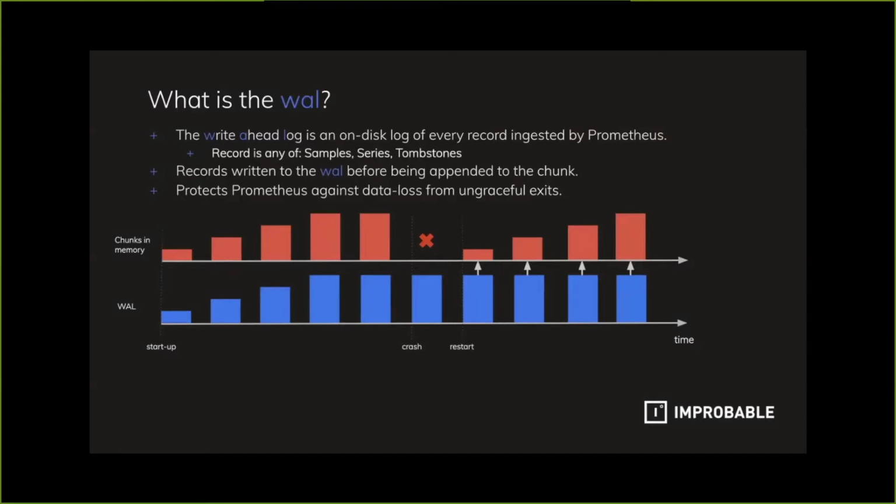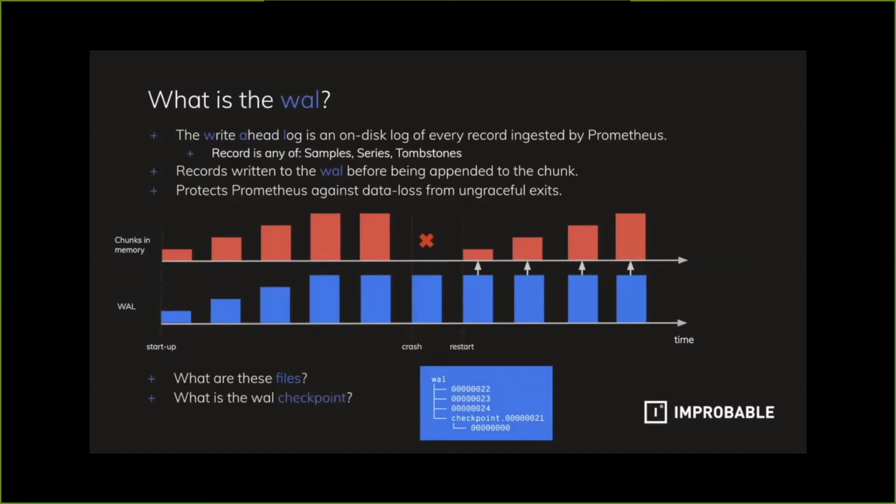In the TSDB data directory, the WAL looks like this. And you may ask, what are these files? These are WAL segment files. So the totality of the WAL data is split between these 128 megabyte files. What is the WAL checkpoint? This is an optimization made to speed up the WAL replay process, and the WAL checkpoint contains compacted WAL segment files. Heavy load servers can have really big WALs that can take hours to reload when the TSDB is reopened, so lots of optimizations have been made.